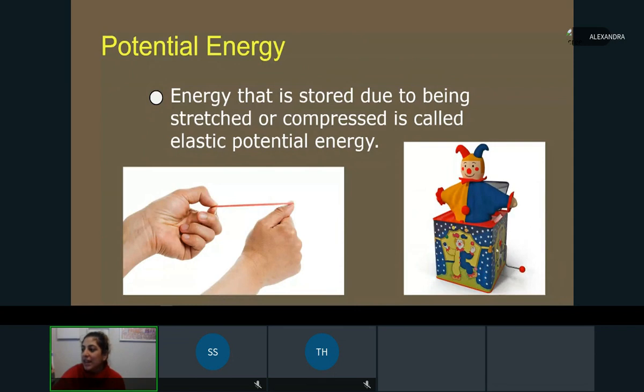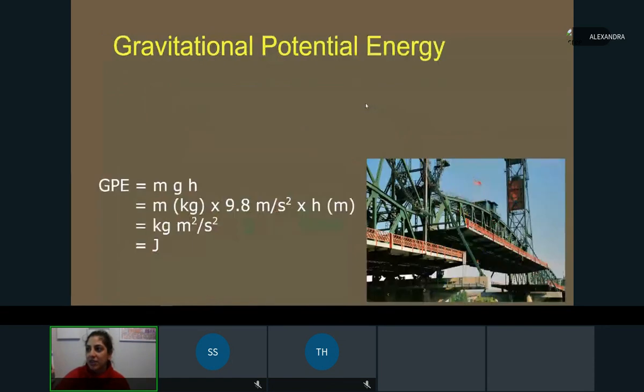And when you wind a jack in the box, you're compressing a spring, and that's going to let go and change into energy. But as you're winding it, it's creating elastic potential energy. So we have two different kinds: gravitational potential energy and elastic potential energy.